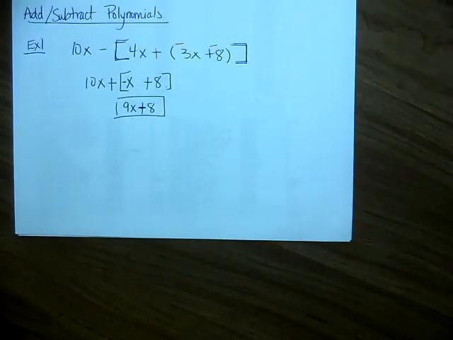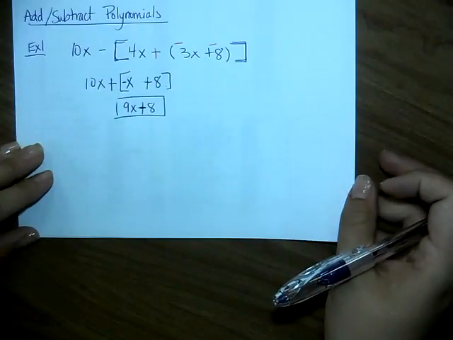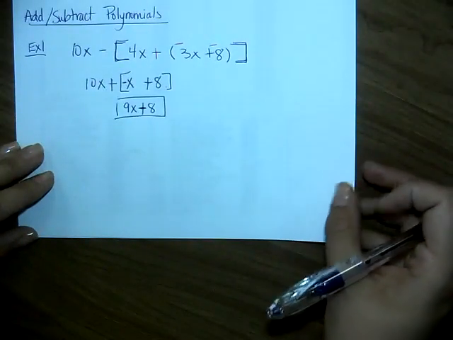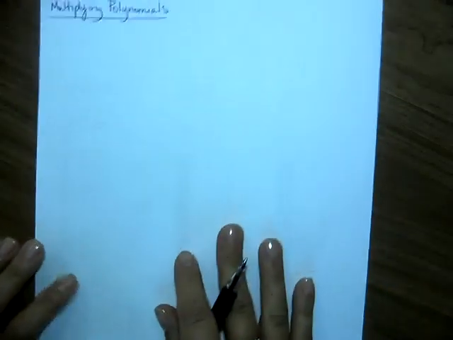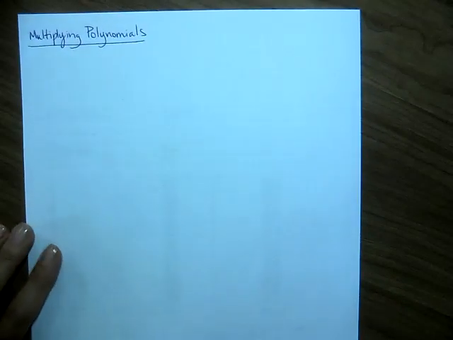I'm assuming everyone's pretty comfortable with distributing and combining like terms. We're going to move on past this. Okay? Can I turn the page? Okay, everyone okay? All right. We're going to talk about multiplying now. All right, so multiplying polynomials.